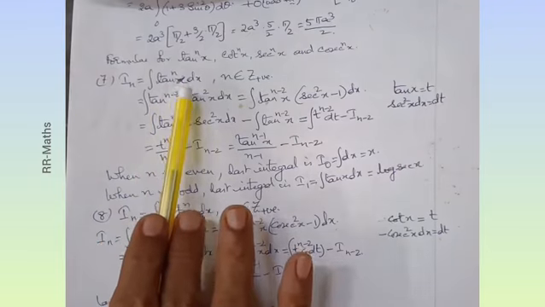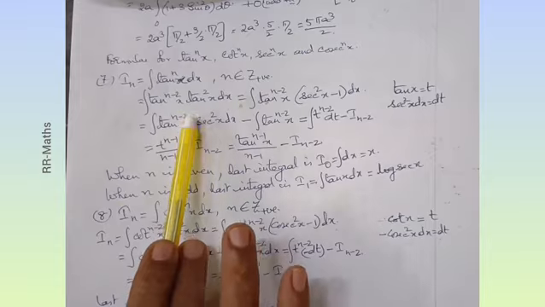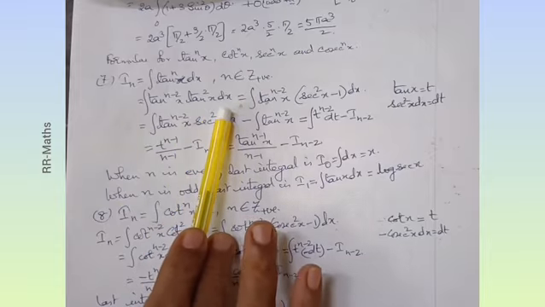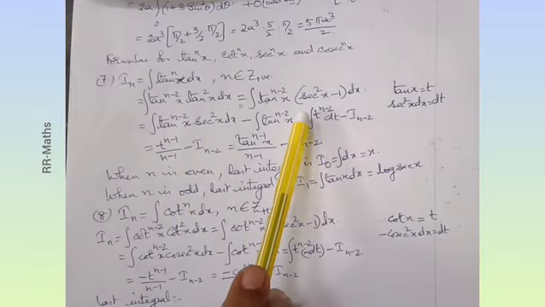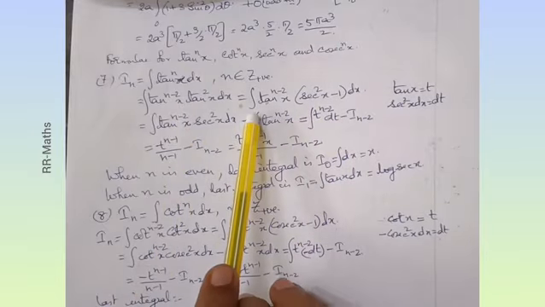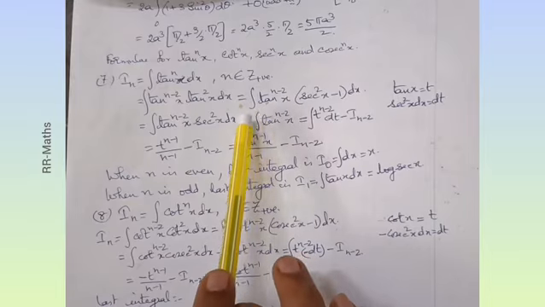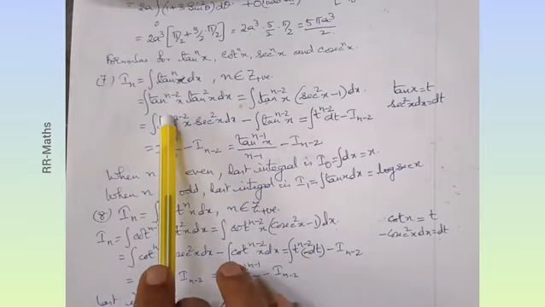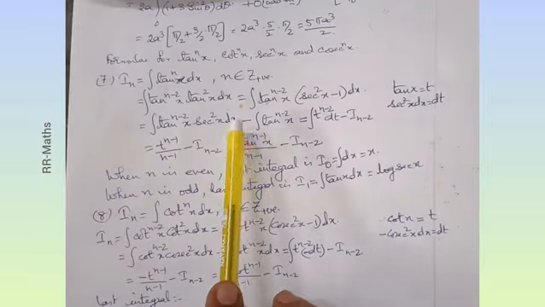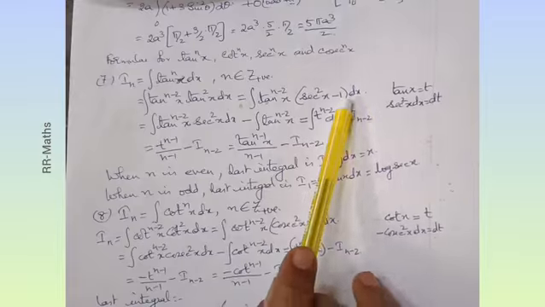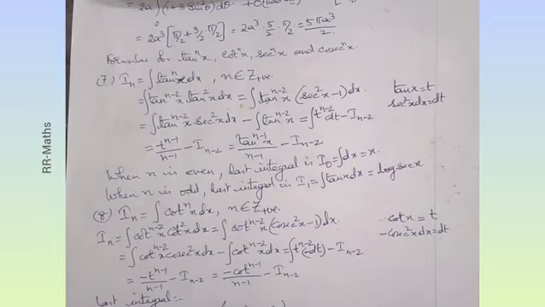Here tan to the power of nx, you split it as tan to the power of n minus 2x into tan square x dx. And this tan square x is rewritten as secant square x minus 1. So you now have two different integrals. First integral will be integral of tan to the power of n minus 2x into secant square x dx minus integral of tan to the power of n minus 2x dx.